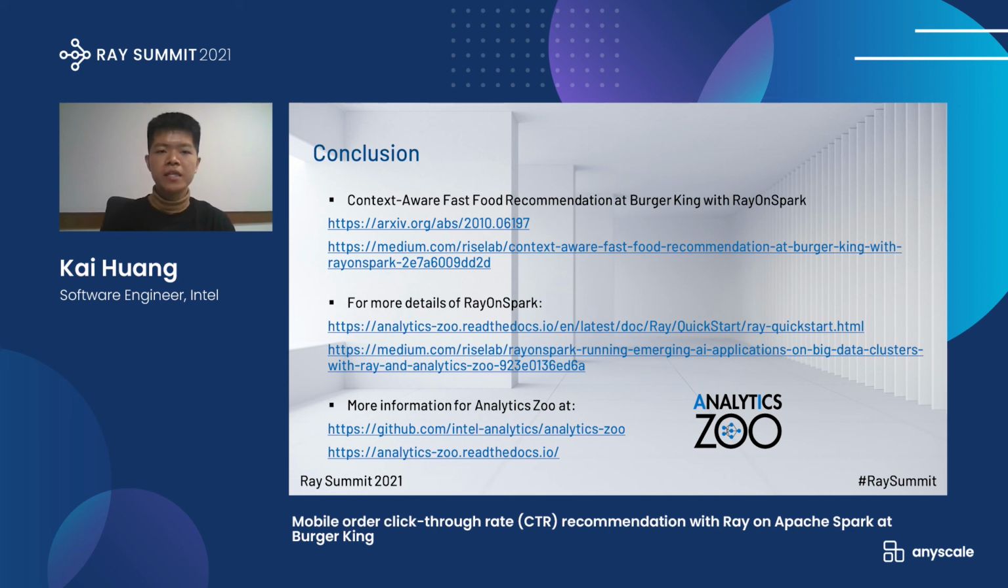Okay, so that's basically what we want to talk about today. As a wrap up, in this session, we shared about the cooperation between Burger King and Intel for the mobile order CTR recommendation with Ray on Spark. We have jointly published a paper and a blog for our cooperation with the links shown here, and you may take a look at them if you wish later. And for Ray on Spark, we have published a guest blog at RISELab to discuss the details, and you can take a look.